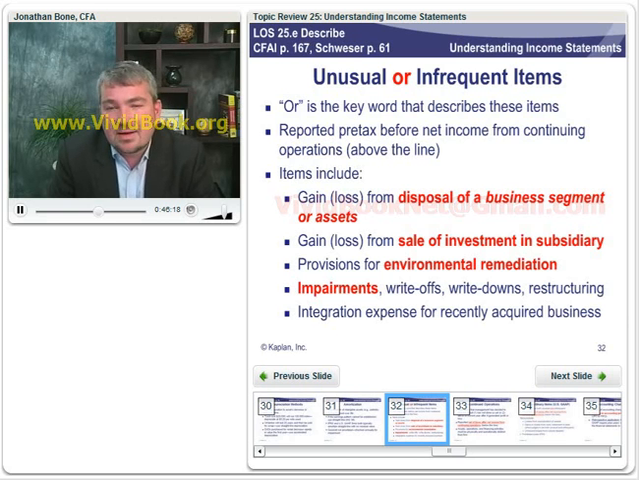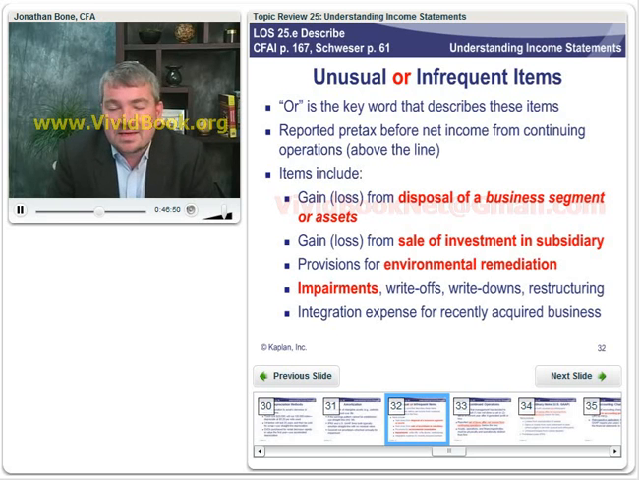Impairments. Now impairments are when essentially the fair value of a balance sheet asset has fallen below its carrying value. Whenever you hear the phrase carrying value, it just means the value in the balance sheet. So if fair value has dropped below the carrying value, you have an impairment and you have to reduce the balance sheet value of the asset. This reduction in the asset goes through as an unusual or infrequent item as an expense in the income statement. Write-offs and write-downs are a bit like impairments, but they tend to relate to inventory.